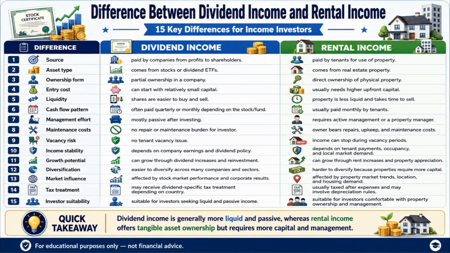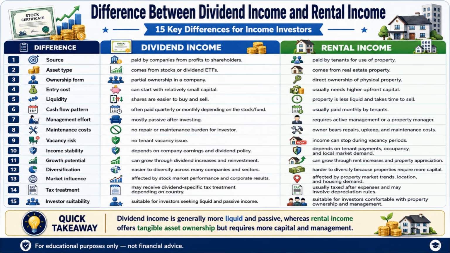Number 10. Dividend income depends on company earnings and dividend policy, whereas rental income depends on tenant payments, occupancy, local demand, and property conditions. Number 11. Dividend income can grow through dividend increases and reinvestment, whereas rental income can grow through rent increases and property appreciation.